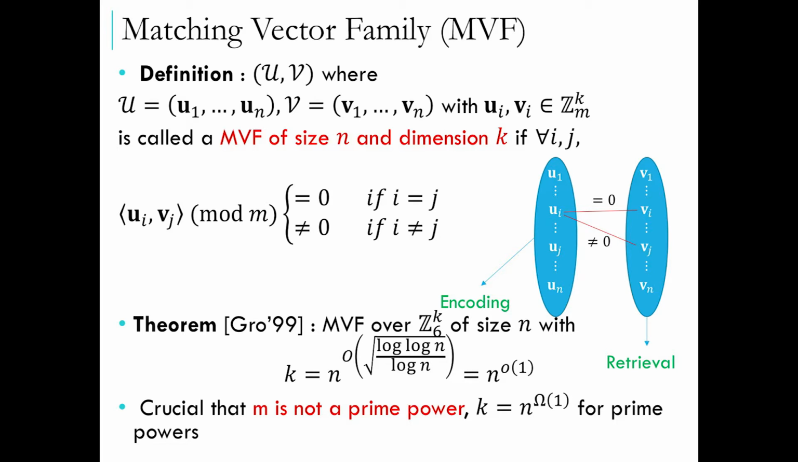Any questions? Okay. So the way we use these things is that we'll use the left part of the vectors, u1 to un: the servers use them for encoding the database, and the user uses the right part, v1 to vn, for the decoding. So what do we know about these families? Grolmusz in 1999 showed that there is a matching vector family over Z6 to the k of size n when the dimension k is only n to the little o(1). So you can have lots of vectors even when the dimension is as small as n to the little o(1).